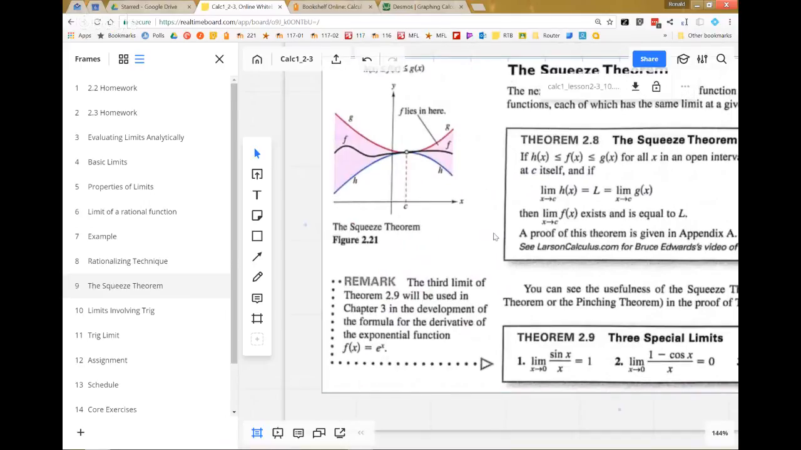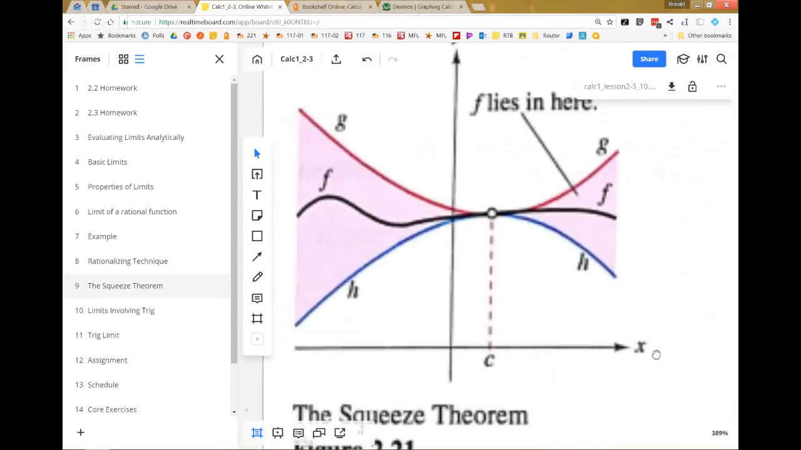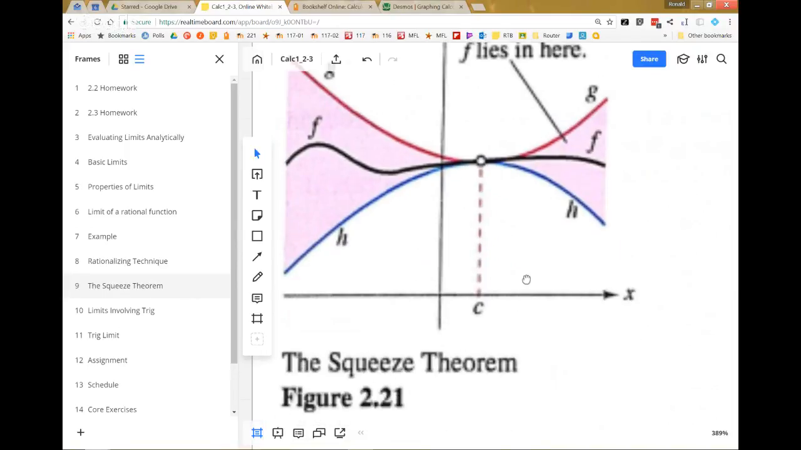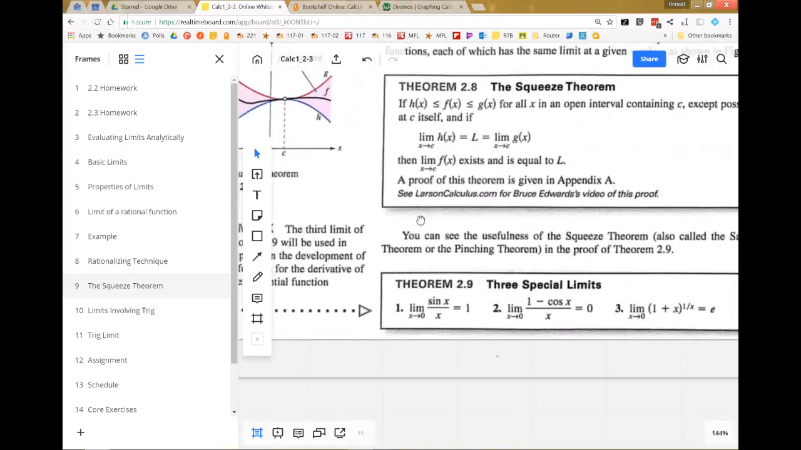Okay, and so again, if you know the limit of function g and you know the limit of function h, and if f is squeezed between them, then we actually can figure out the limit of f. It's got to be the same at point c. Okay, so the squeeze theorem may play a role.